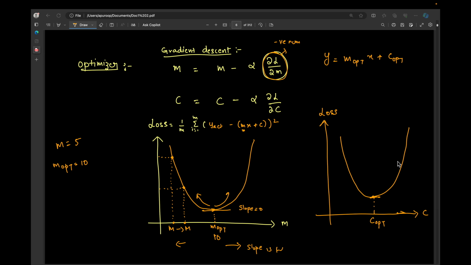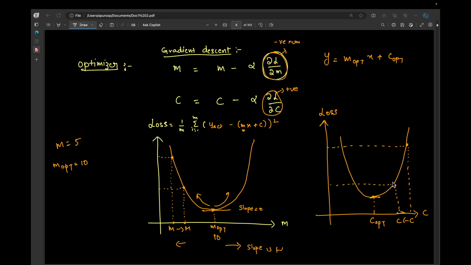And similarly, let's say my initial C value is over here. At this point, I'll get to know the slope by using the partial derivative of loss with respect to C. As the slope is positive, this value is positive, right? So we'll subtract something from C. That's why this previous C will move towards C optimal, and this will be my new loss. This is the previous loss and this will be my new loss.